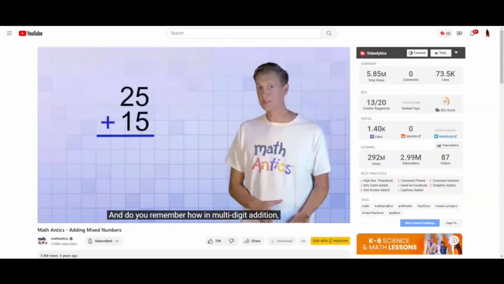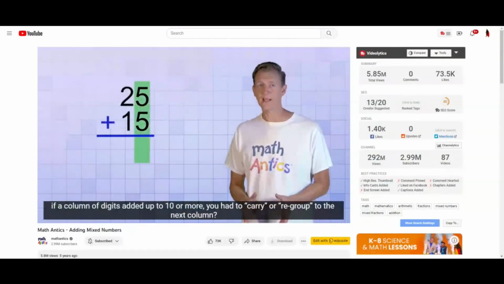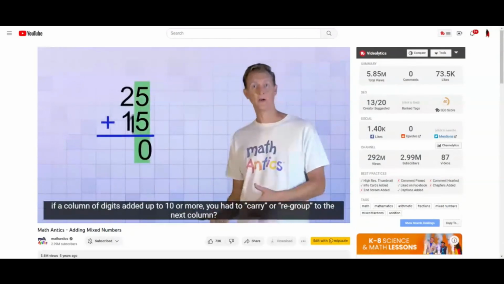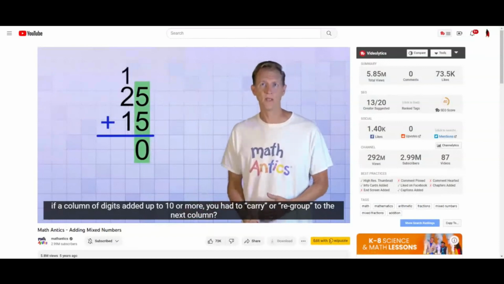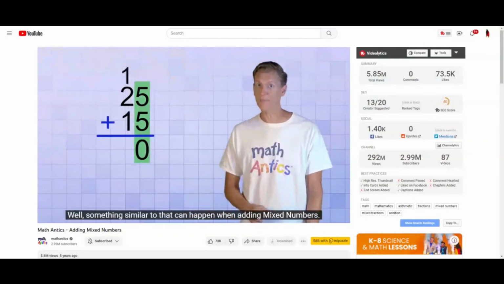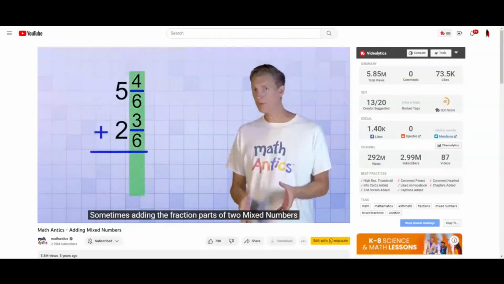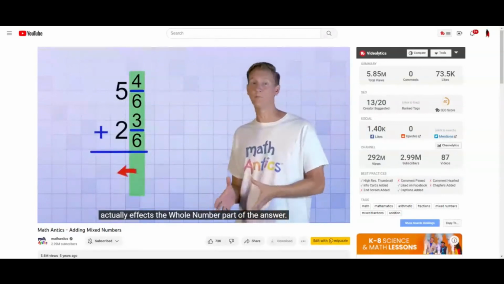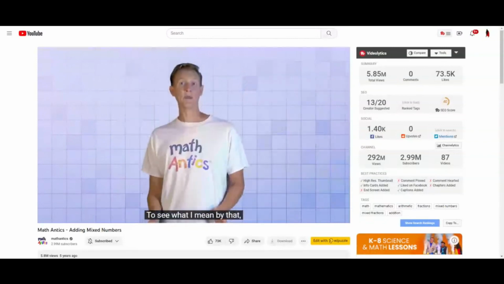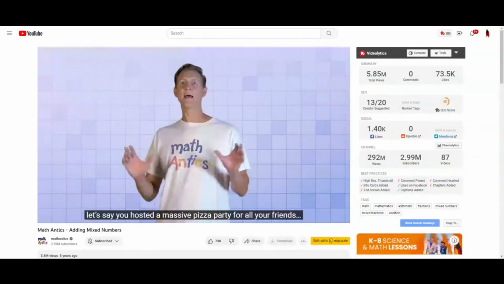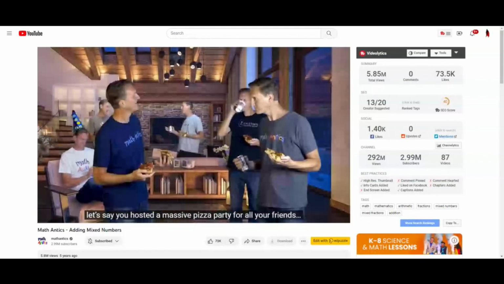And do you remember how in multi-digit addition, if a column of digits added up to 10 or more, you had to carry or regroup to the next column? Well, something similar to that can happen when adding mixed numbers. Sometimes adding the fraction parts of two mixed numbers actually affects the whole number part of the answer. To see what I mean by that, let's say you hosted a massive pizza party for all your friends.